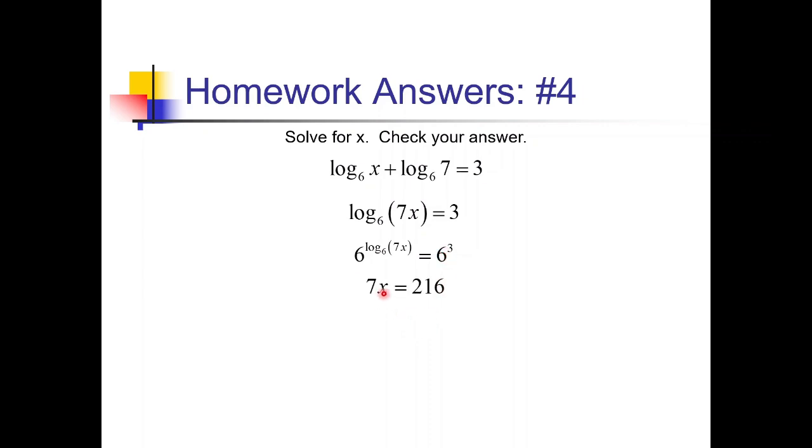And then to get x by itself, let's just divide by 7. And I'm pretty sure that 216 is not divisible by 7, so that might be our final answer. I do need to check and make sure if I plug this back in that it doesn't make me take the log of a 0 or a negative.